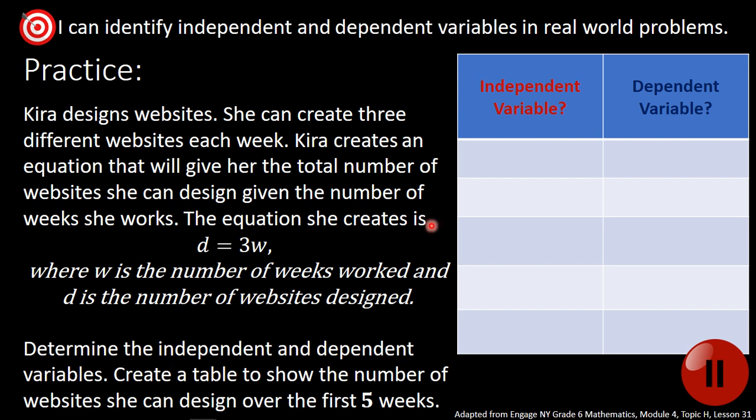Before you get going, I want one more reminder that when you have a variable next to a number, that is representing multiplication. So this is saying 3 times W, or 3 times the number of weeks, is going to give you the total number of websites she can design. All right, at this point, go ahead and pause the video and try and complete this table like we did the last one.